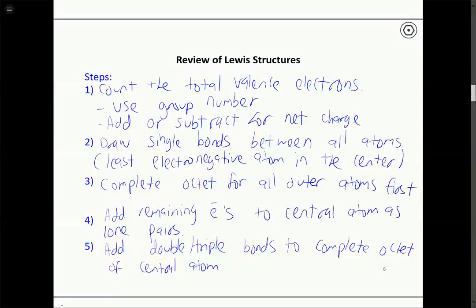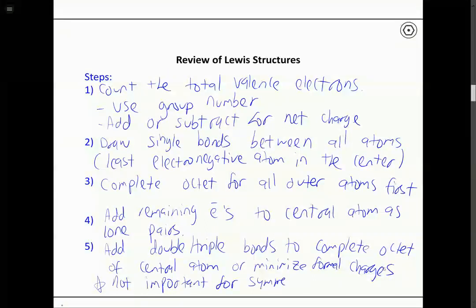So if our central atom does not have a complete octet, it's going to need one or more multiple bonds to do that. Or if we have a lot of formal charges in our molecule, again, this is a topic that's not going to come up really in this course, but we can improve our Lewis structure by adding some double, triple bonds and so on. But like I said, not important for symmetry purposes. So we're not going to worry about this last step too much, but I'll show some examples today.